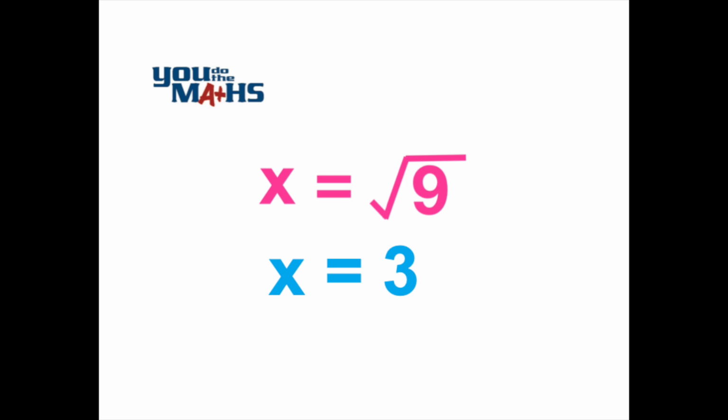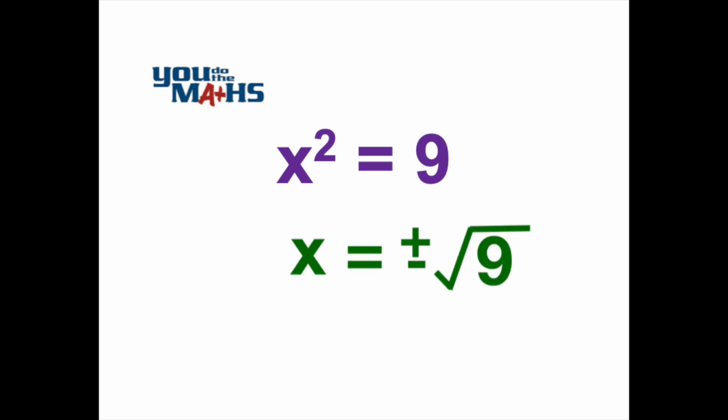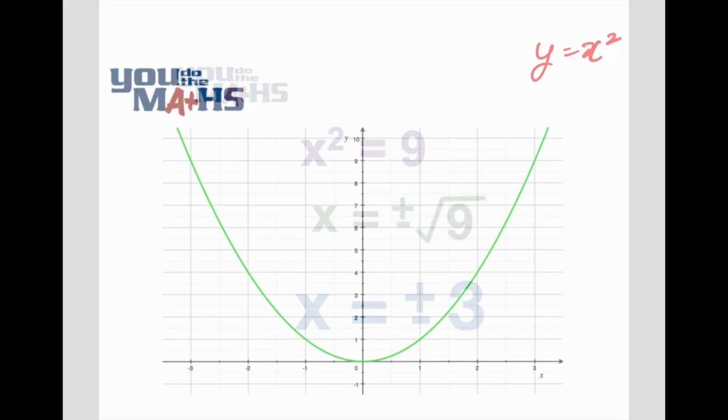Now, if we're solving an equation like x squared equals 9, and the process is to take a square root of both sides, that is correct, but we need to take the positive and negative value of that square root. So the solution is plus or minus 3 when x squared equals 9. So let's have a look at how we judge that from a graphical sense.